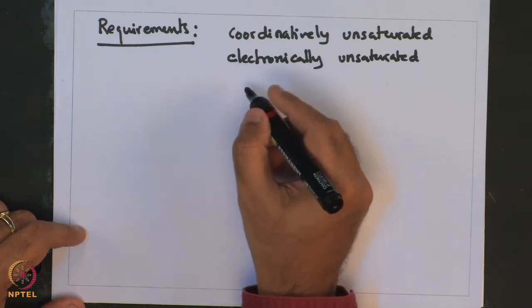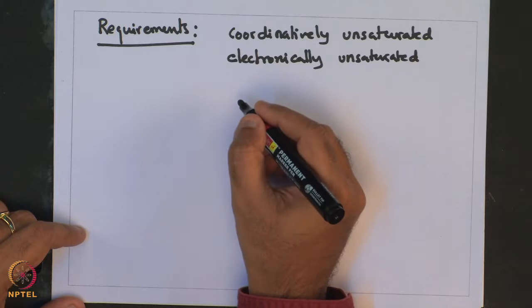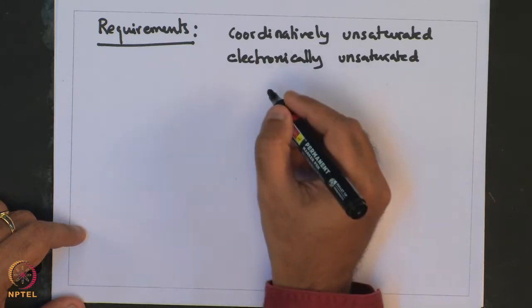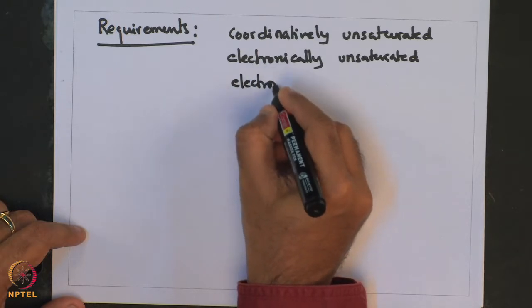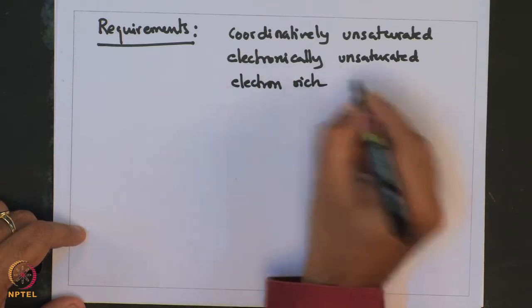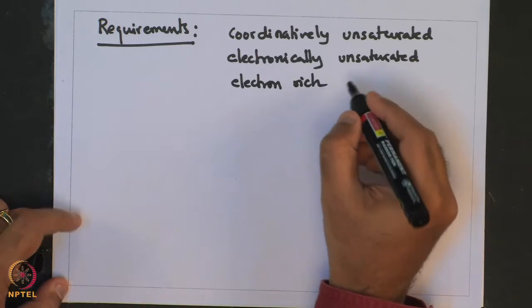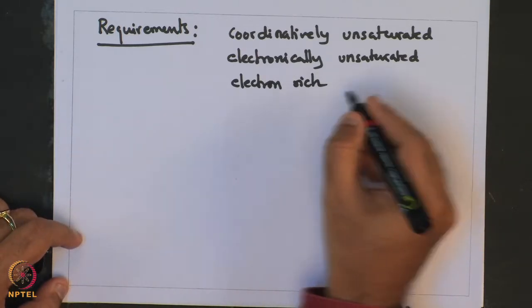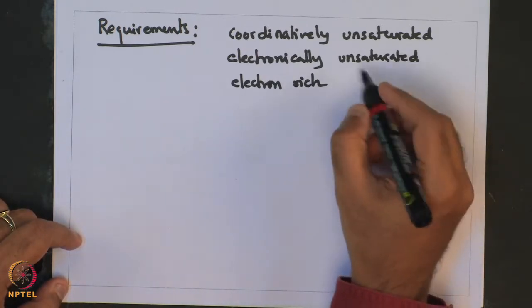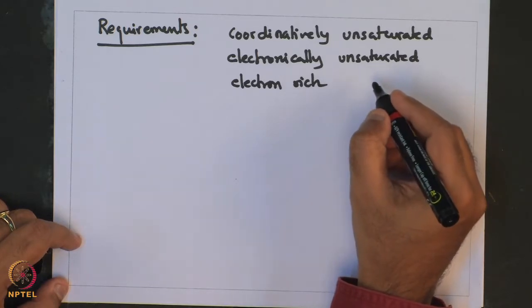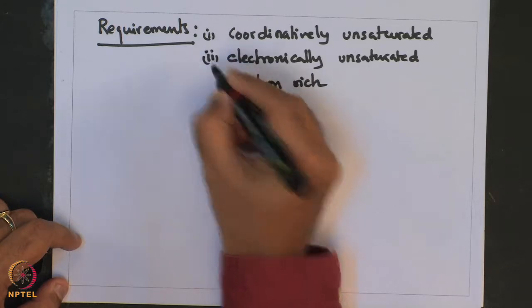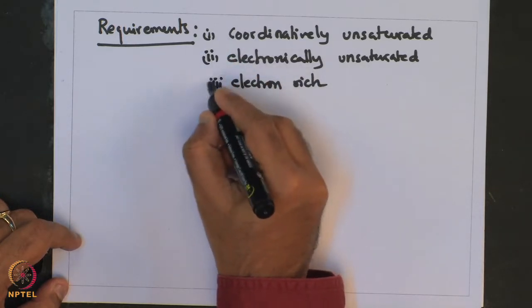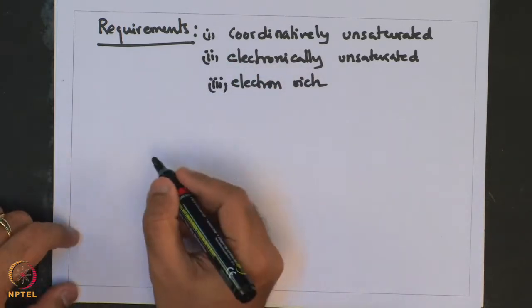And the last condition is that the transition metal has to be electron rich. This is an important criterion for stabilizing transition metal sigma alkyl complexes. Let me illustrate this with an example.